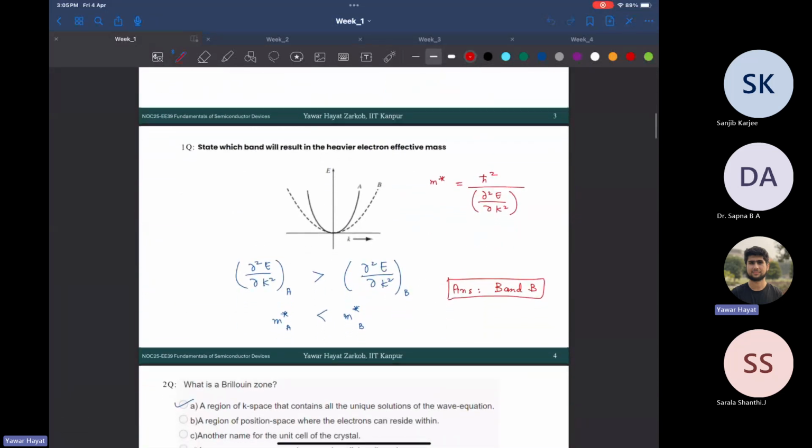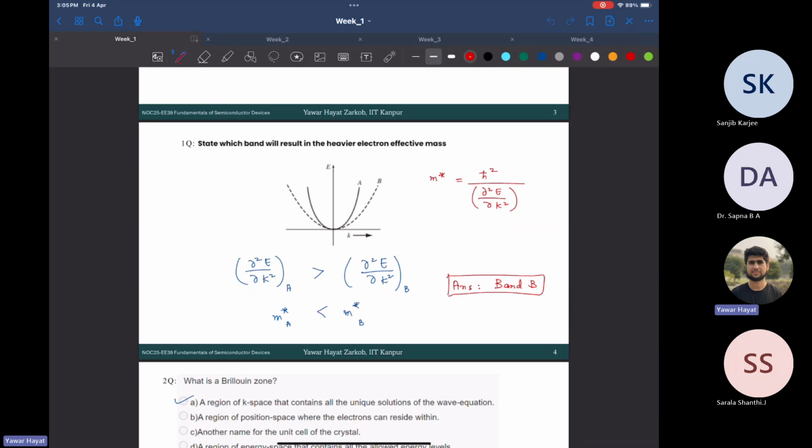So let's start with the first problem. Please try to be as interactive as possible, okay? Because I need to understand your doubts, since these problems I've already discussed. Some of the students did join this course late, so it might occur that you did not join this particular live session at that point of time. So if you have any doubt, you can ask it right now. Okay. So the first question stated: which band would result in heavier electron mass.